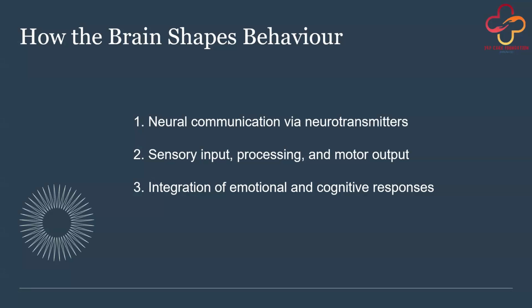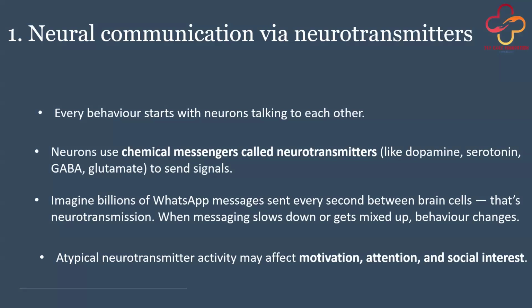Integration of emotions and cognitive responses gets clubbed with this neural activity, and that shapes our behavior. So these are the three major components of how behavior is shaped. If we look in a little more detail at neural communication via neurotransmitters.